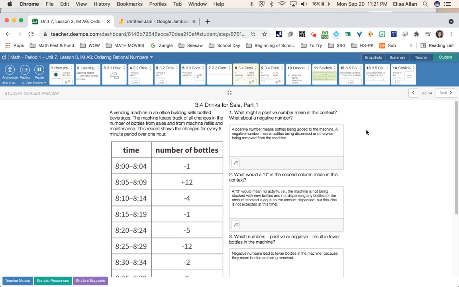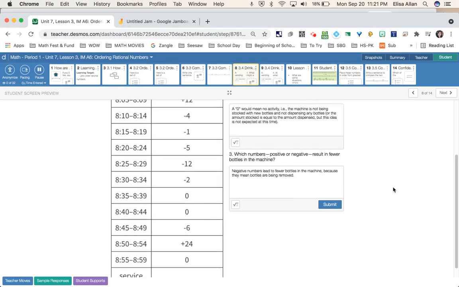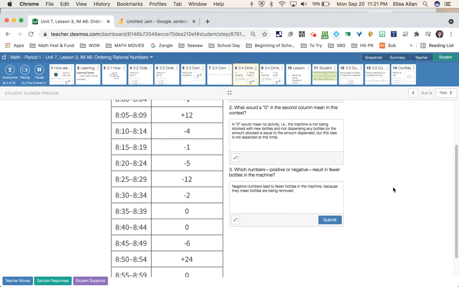Okay. Number 2 asks what would a 0 in the second column mean in this context, right? If you look down here, we see a couple times where 0 change is happening. And if 0 change is happening, there's really no change happening. And so there's no activity. That is, the machine is not being stocked with any new bottles and it's not dispensing any bottles either, or the amount stocked is basically equal to the amount that has been dispensed.